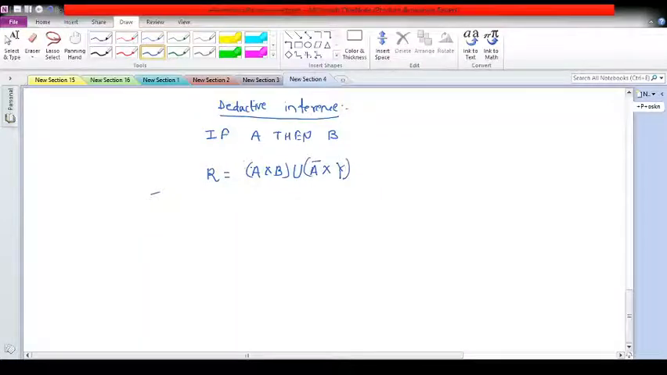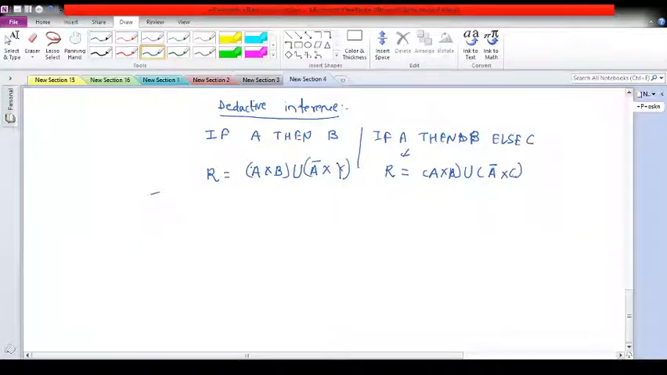Again, let me change the way of my statement. If I am saying if A then B, else C. Now in this case I am properly giving that if A then B, if not A then what? Then C. From that I can write the relation matrix in product space as A coupled with B, that is A cross B, or if not A, A bar coupled with C. So that way we can do the inference.